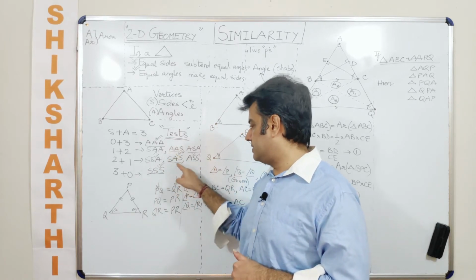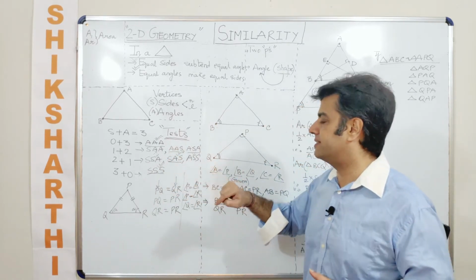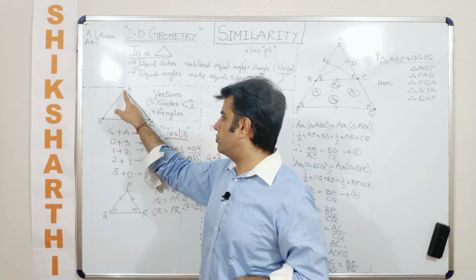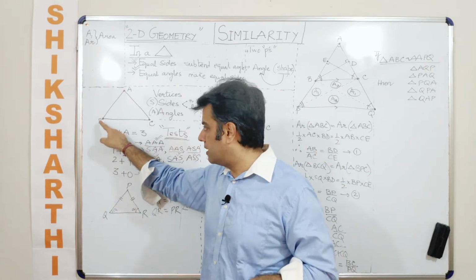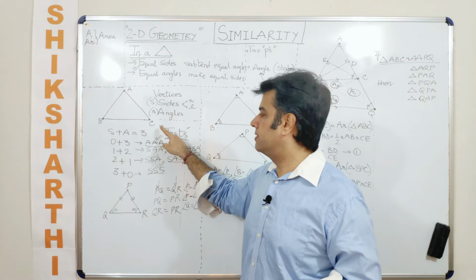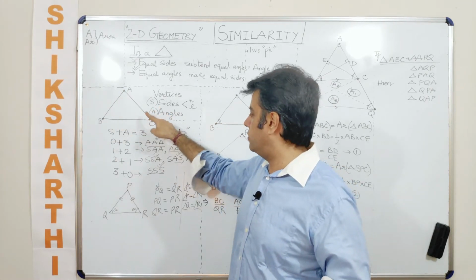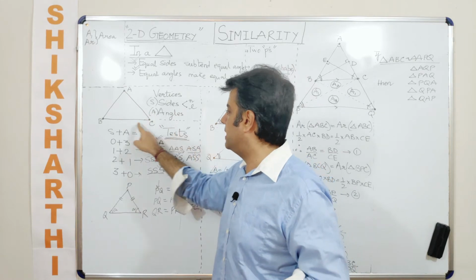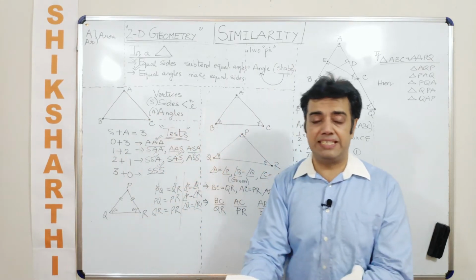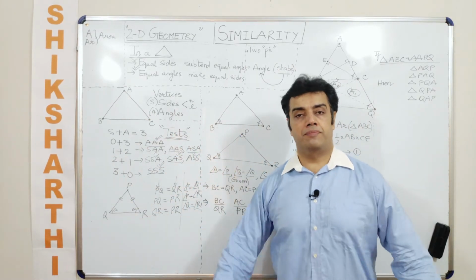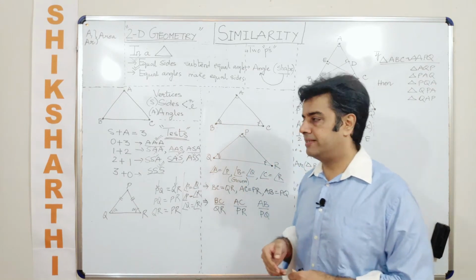Now the next question which arises here is how to use this SAS. When you're talking about SAS, you're talking about this side, then a common angle followed by the third side. Or you talk about this side, the common angle and the third side, or this side, the common angle and the second side. This is how we use SAS.